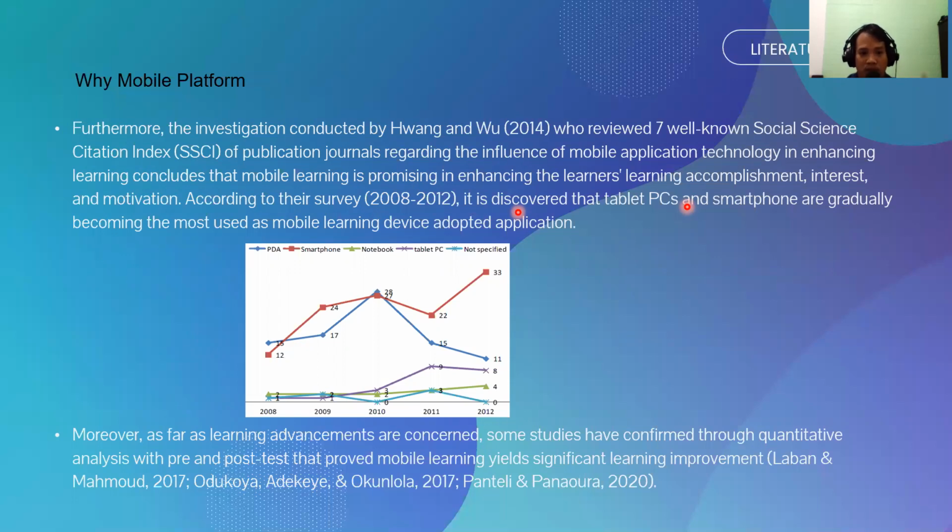So as you can see from the pictures, compared to the other devices such as tablet PC and notebook, the smartphone, which is the red line, has the biggest promise, because people like to learn from it as it is so ubiquitous. Everybody uses the mobile phone in everyday life. Moreover, in the more recent studies, as far as learning advancement is concerned, some studies have confirmed through quantitative analysis with pre and post tests that mobile learning yields significant learning improvement.